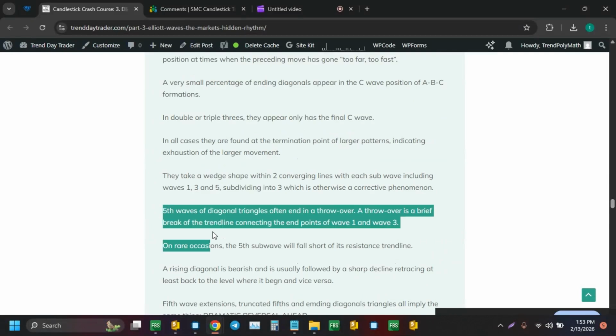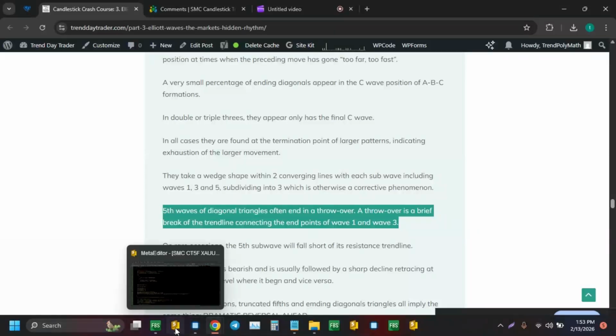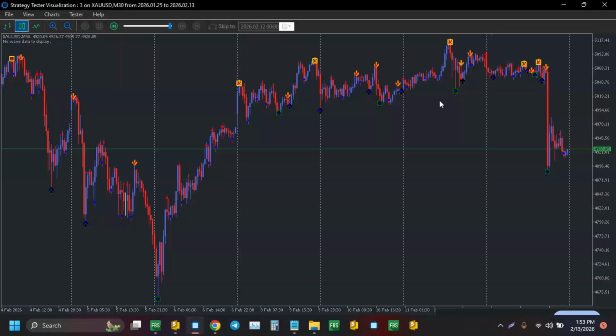Fifth wave, this is what I want you to pay attention to. Fifth wave of diagonal triangles often end in a throwover. A throwover is a break of the trend line connecting points 1, 3, and 5. You have your throwover here. This is 1, 2, 3, 4. This is your throwover. When you draw your trend line, this is your throwover. Let me show you more.